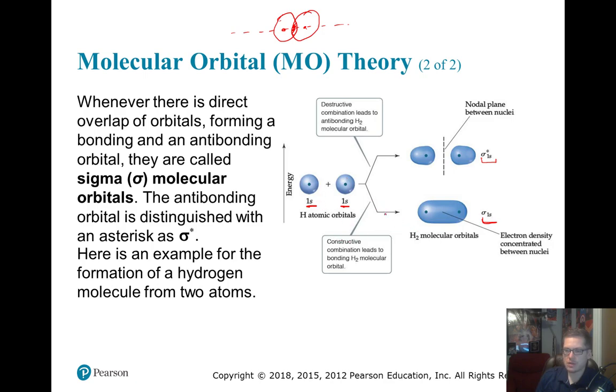Okay, and so these would be the molecular orbitals of hydrogen as the atoms bond, right? So you have the constructive versus the destructive combination. Notice that the electron density is in different places. In the bonding orbital, the electron density is between the two nuclei. In the anti-bonding orbital, the electrons are separated between the two of them.